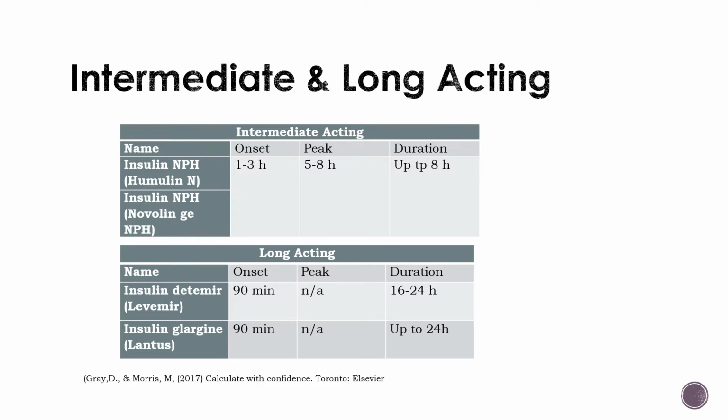Insulins like Levemir and Lantus are long acting, and the onset time is approximately within 90 minutes of administration and may last up to 24 hours. Long-acting insulins do not have a peak time. Very important practice tip: do not hold long-acting insulin even if a patient is NPO. It is different from short and rapid acting. We hold those when the patient is NPO, but for long-acting insulins, we do not hold insulin if the patient is NPO unless specified by the doctor.